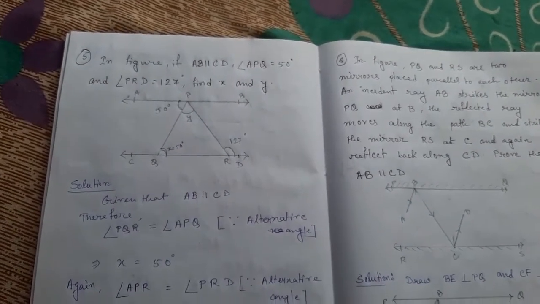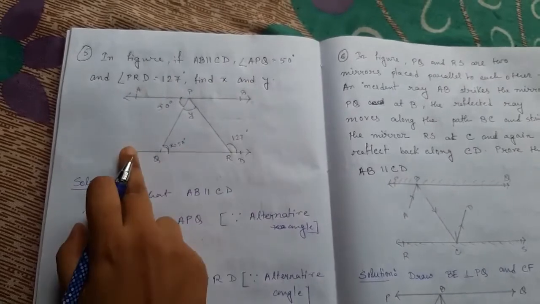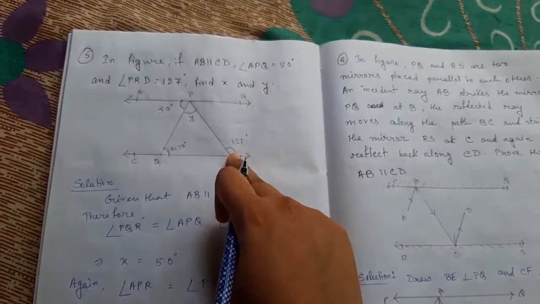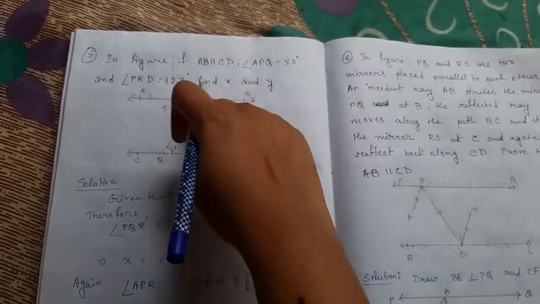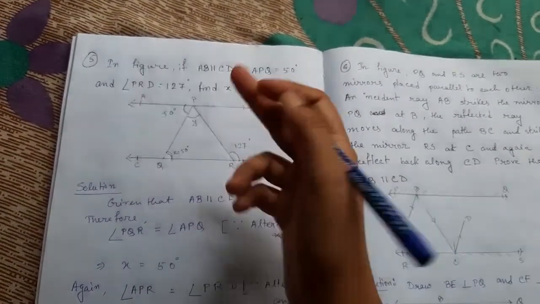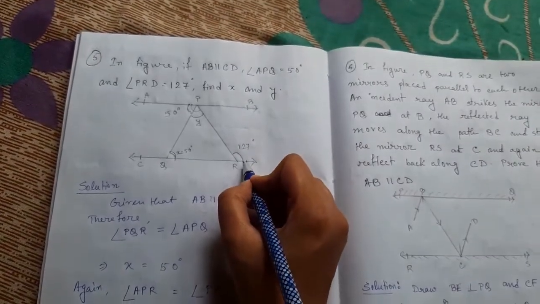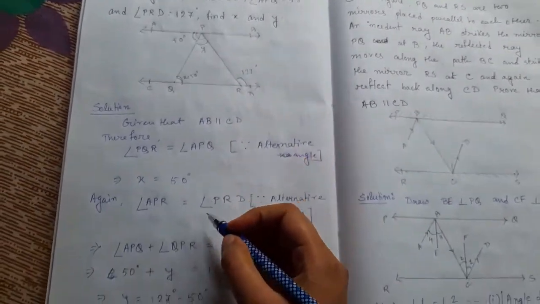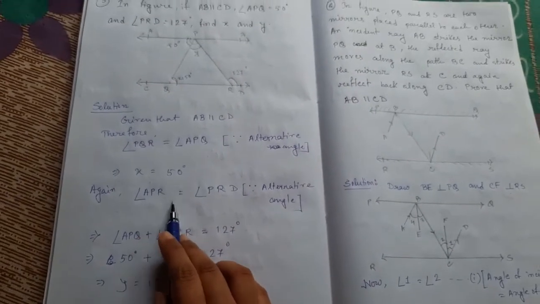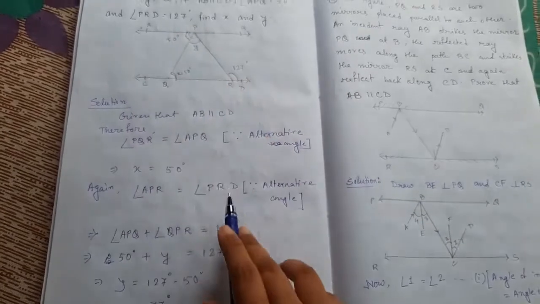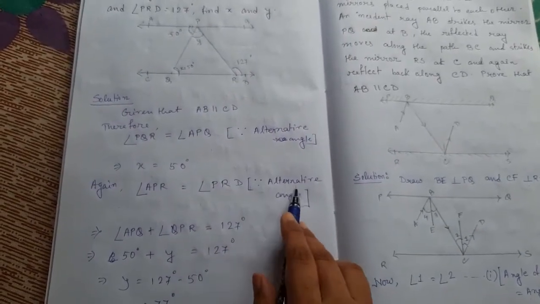Now we have to find the value of Y. Again, take AB parallel to CD. Now consider PR as transversal. AB is parallel to CD and PR is the transversal. So you can say that this angle is equal to this angle, again by alternate angles. So APR is equal to PRD, by alternate angles.